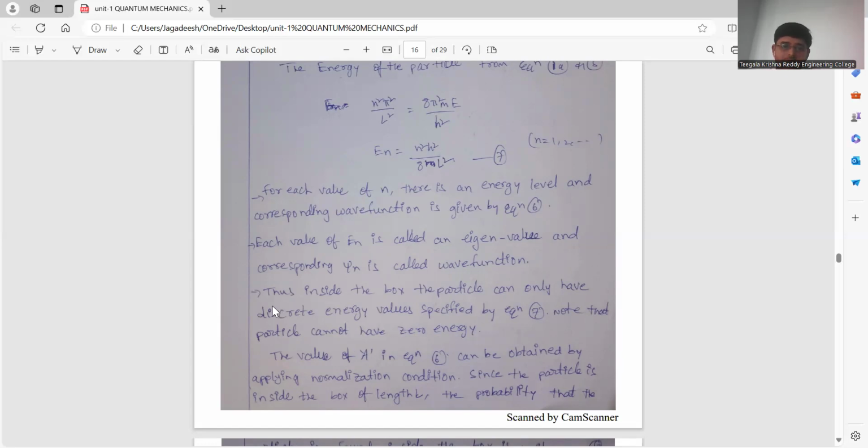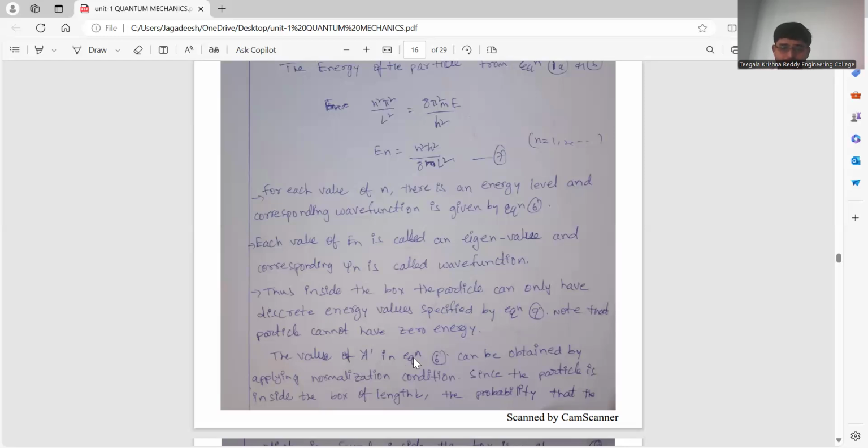The discrete values mean that the particle inside the box has only discrete energy. Discrete energy is nothing but different states having different energy values.